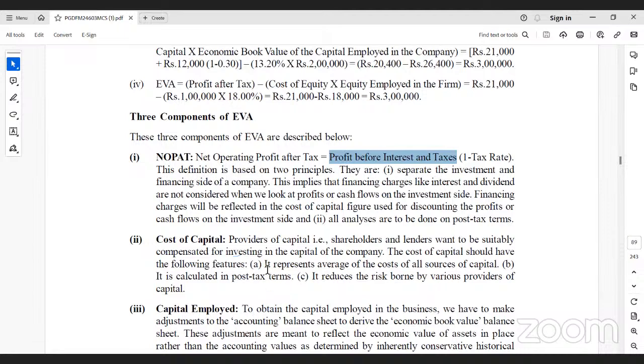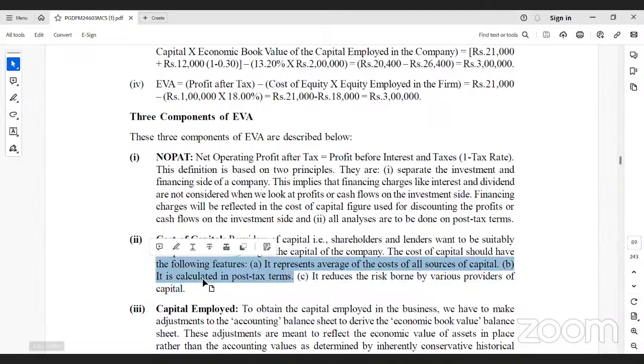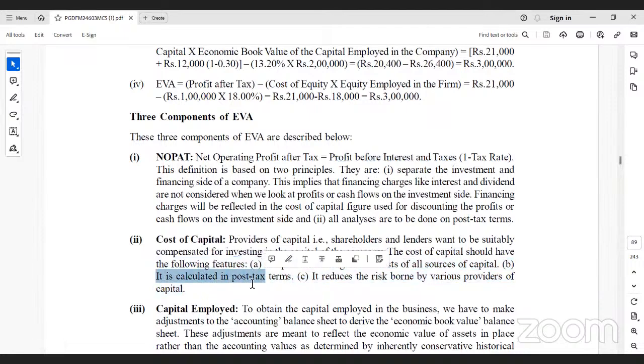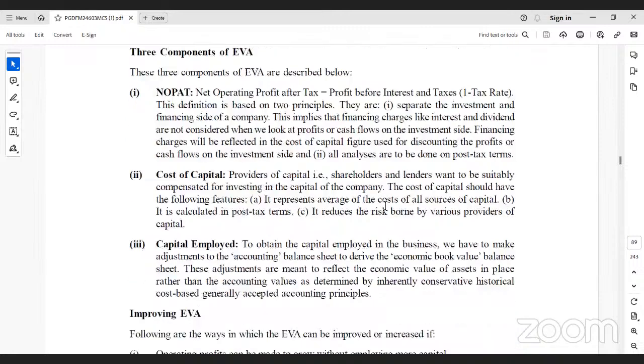It represents the average cost of all the sources of capital. The sources of capital are equity capital, preferred shares, debentures, including retained earnings. It is calculated in post-tax terms, so whatever tax is paid to the debt holders is exempt. It reduces the risk borne by these various providers of capital.